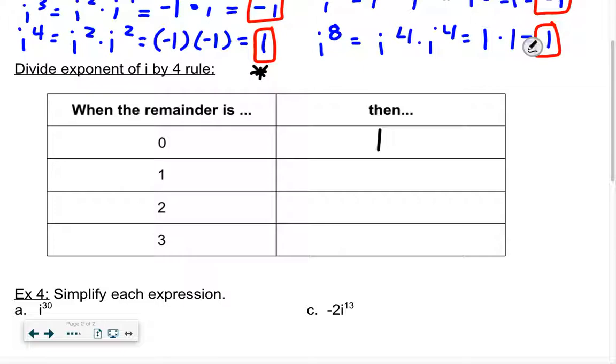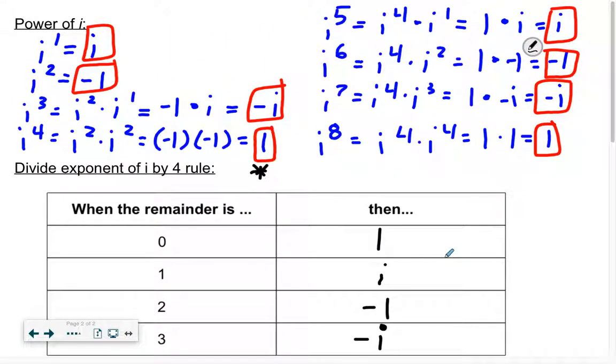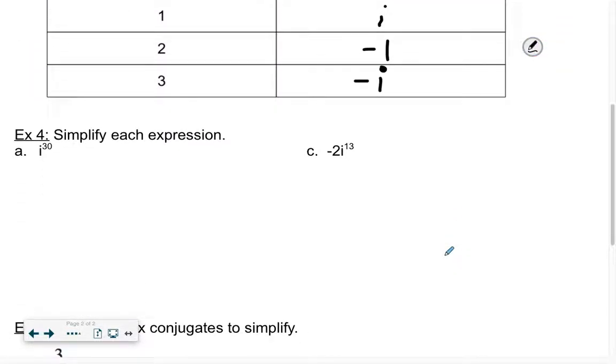When the remainder is 1, then it's going to be i. When the remainder is 2, then it's going to be negative 1. And when the remainder is 3, then it's going to be negative i. And again, these numbers come from our list that we were able to generate up here at the top. Remainder of 0 is 1, remainder of 1 is i, remainder of 2 is negative 1. If the remainder is 3, it's negative i. Make sense? So the whole key is you are dividing by 4.